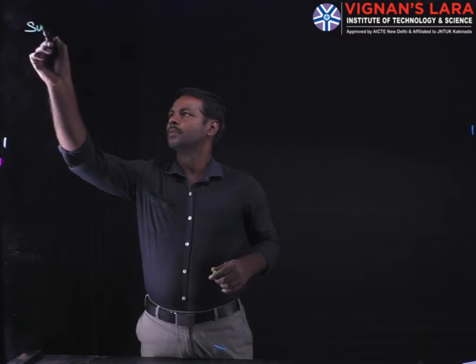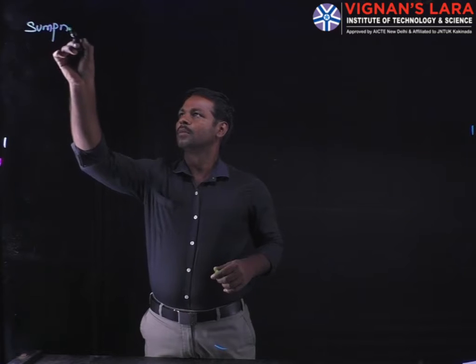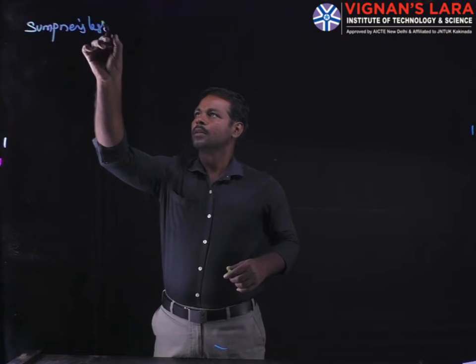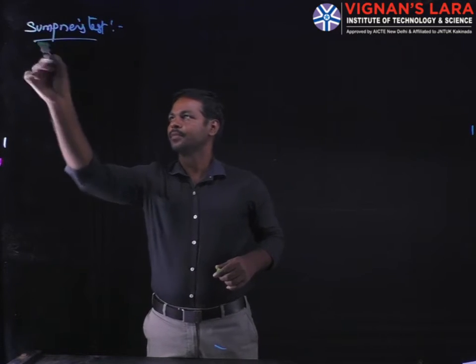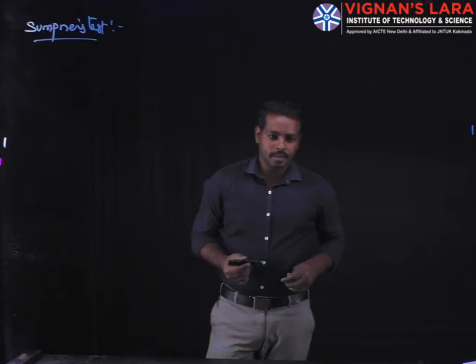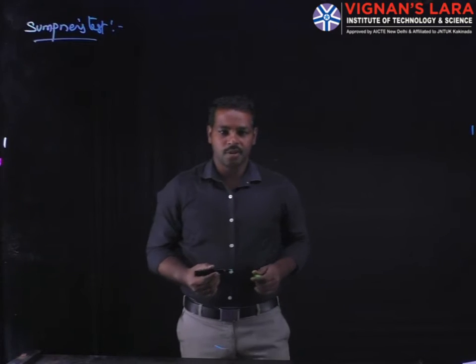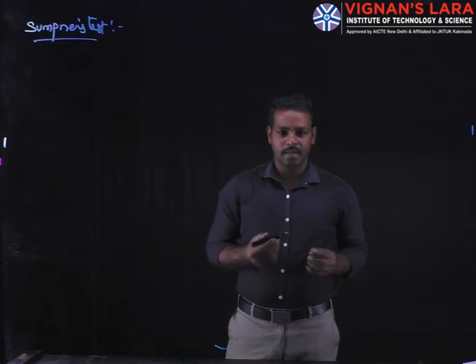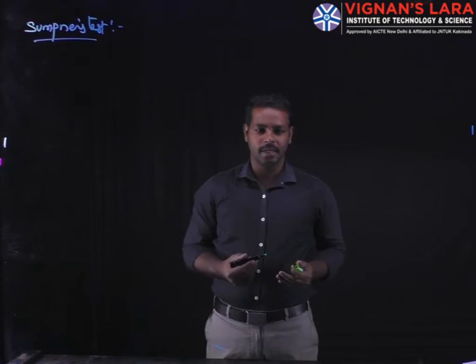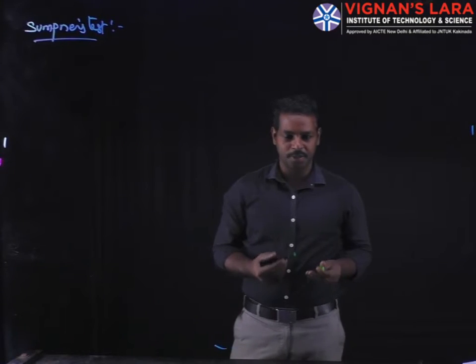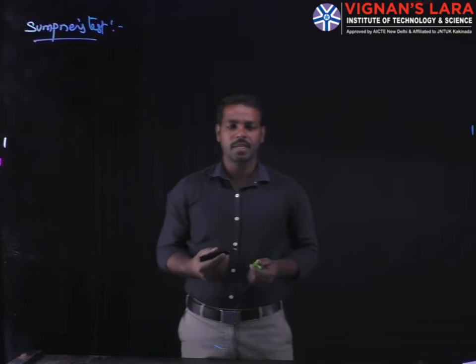So last class we discussed the problems on OC and SC test. Today we are discussing the Sumpner test. OC and SC tests are always used for calculating the performance of a transformer, which means the efficiency of a transformer is calculated by using OC and SC tests.